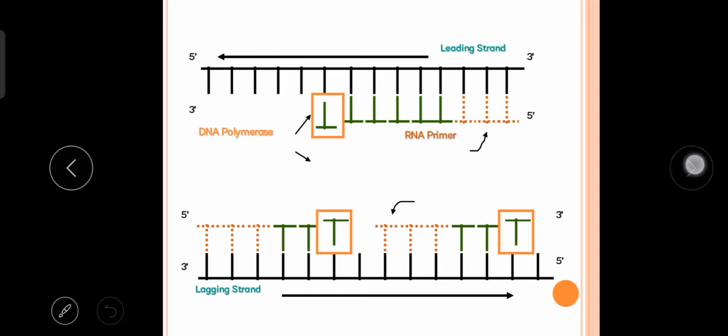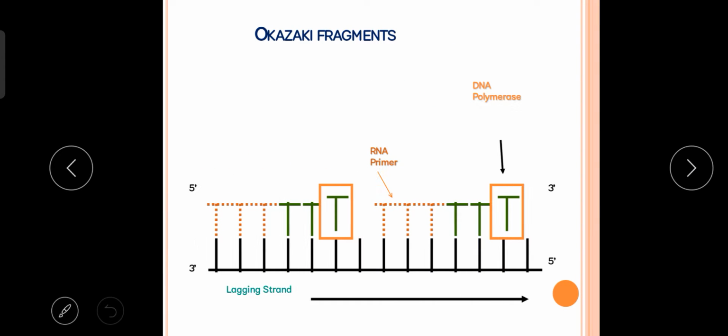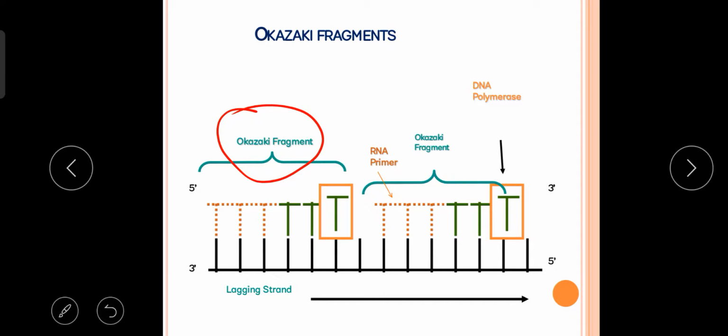I will show you again. Here see which are the Okazaki fragments. In the lagging strand, all the short segments of DNA are called Okazaki fragments. So up to here, this is one Okazaki fragment, and this is another Okazaki fragment. This way, many Okazaki fragments may be present in this newly synthesized DNA strand.